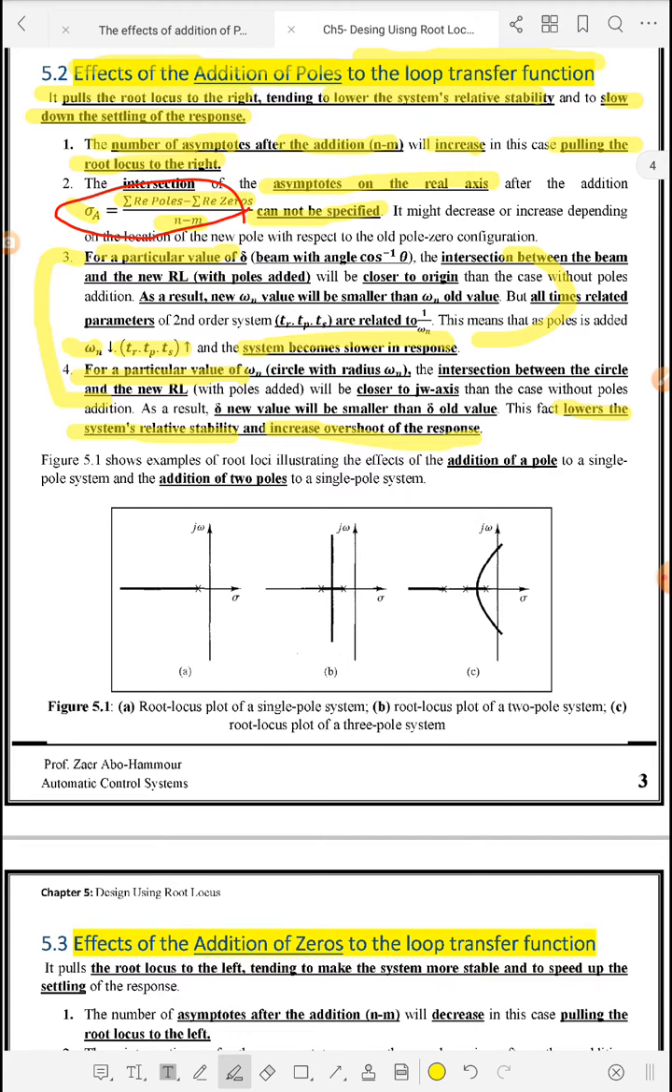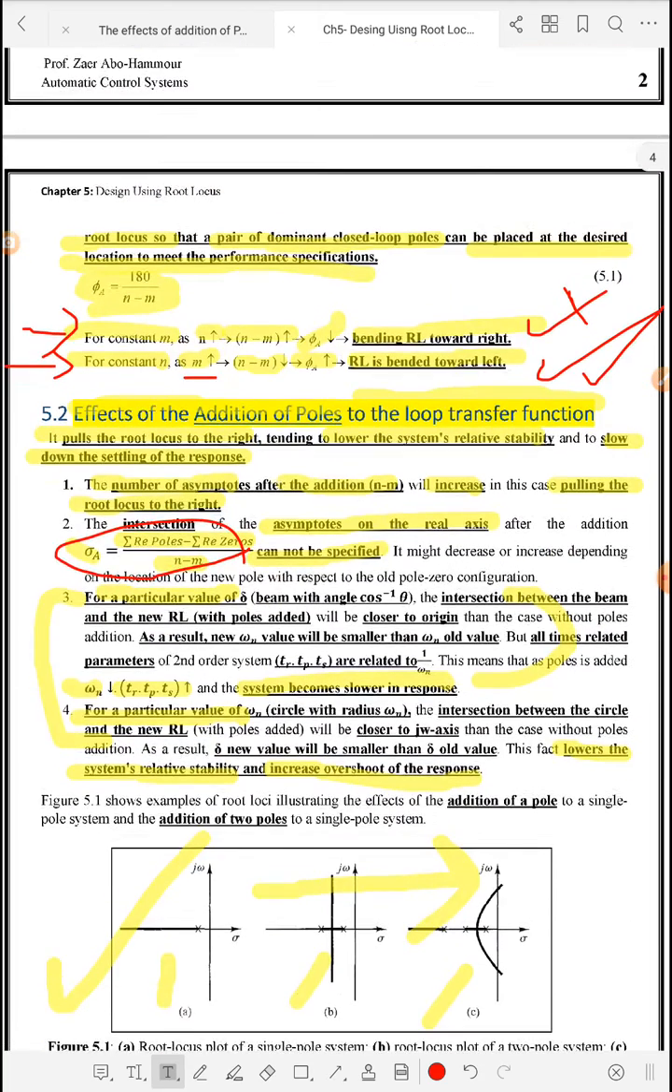And this figure shows a system of one pole, two poles, three poles, in order to see that as we increase the number of poles, the root locus will be moving, or bending, to the right hand side of the S-plane, which is the same fact that we have mentioned in this point: that the addition of poles will bend the root locus to the right hand side, and this fact will lower the system relative stability and will slow down the settling of the system.